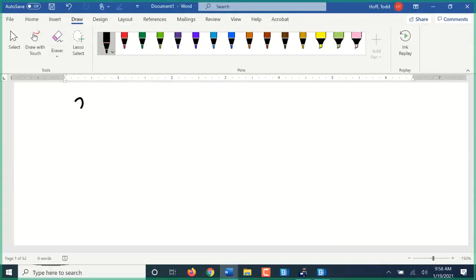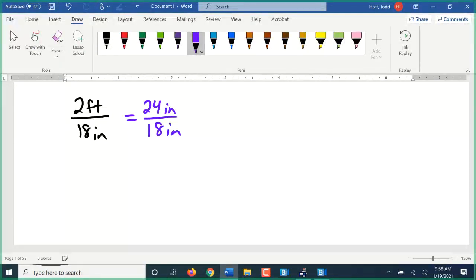If I have 2 feet compared to 18 inches, that's not a ratio. There's different units there. Fortunately, I can change that. 2 feet can be turned into 24 inches, 18 inches. Now it's a ratio. Inches cancel out, and I can reduce that. Both 24 and 18 can be divided by 6, giving me a 4:3 ratio.